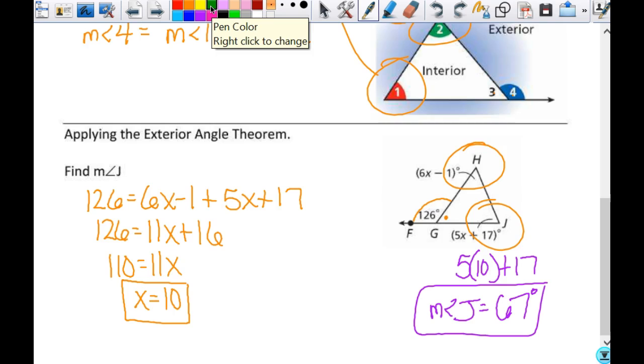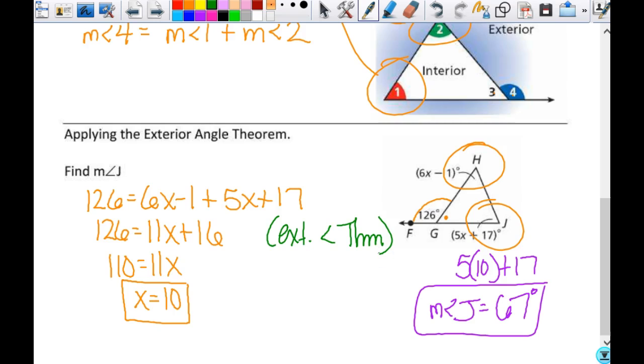But when I was able to say 126 equals 6x minus 1 plus 5x plus 17, that's because I used what? The exterior angle theorem. So that's my reason here. We could just say this is the exterior angle theorem. Okay? So we did that. I didn't know when I saved this, but I know I missed that at least in some classes. So, oops. You may or may not have that written there.